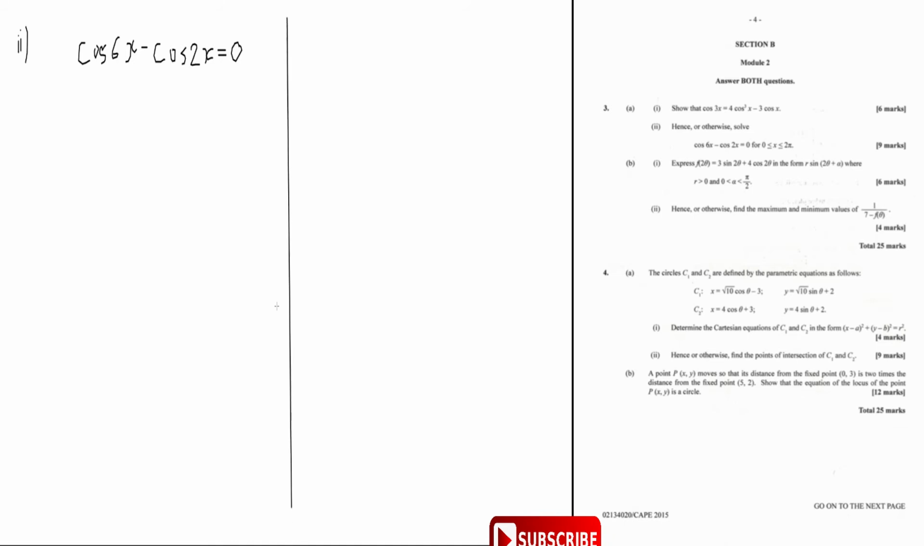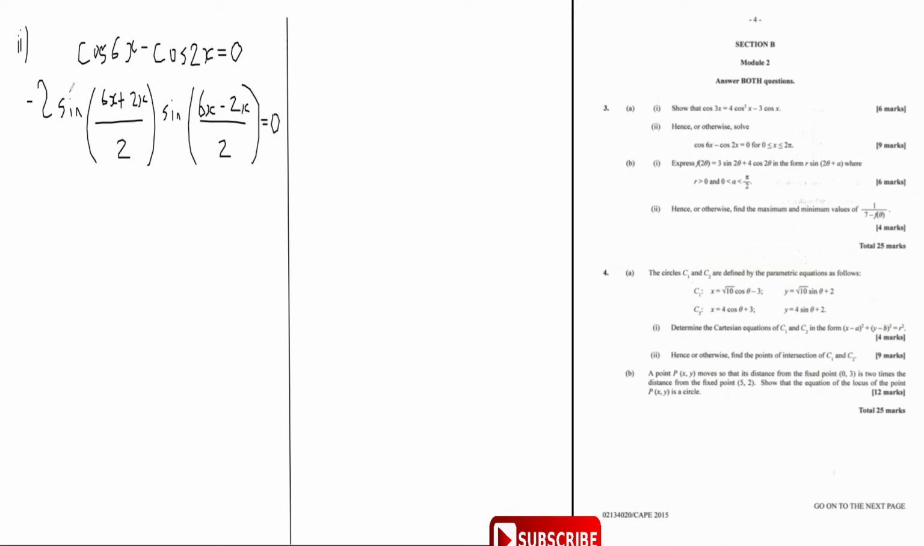The route I want to go is where I'm going to use that the difference of 2 cos is given by minus twice the sine of half the sum, which is 6x plus 2x divided by 2, times the sine of half the difference, which is 6x minus 2x over 2. And that is, of course, equal to 0.